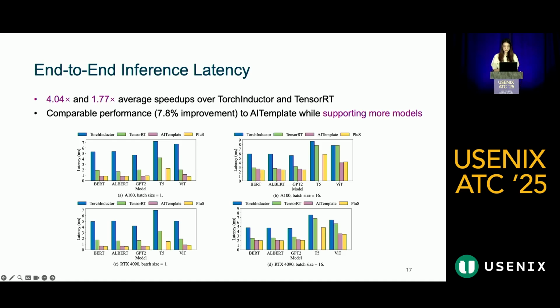Compared to the state-of-the-art ML compilers, PluS achieves an average 4.4 times speedup over Torch Inductor and 1.77 times over TensorRT. This shows the advantage of supporting highly optimized subgraph implementation through a flexible, pluggable approach. In addition, as a pluggable graph transformation solution, PluS delivers comparable end-to-end performance to AI Template, even showing an average 7.8% improvement while supporting more model architectures.